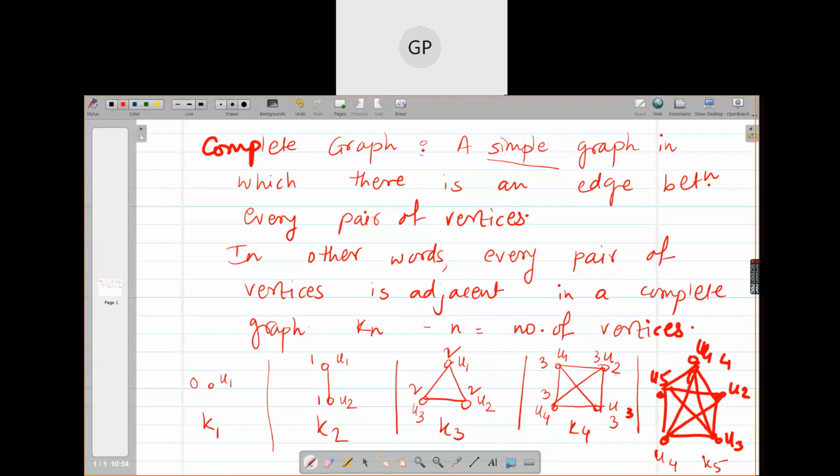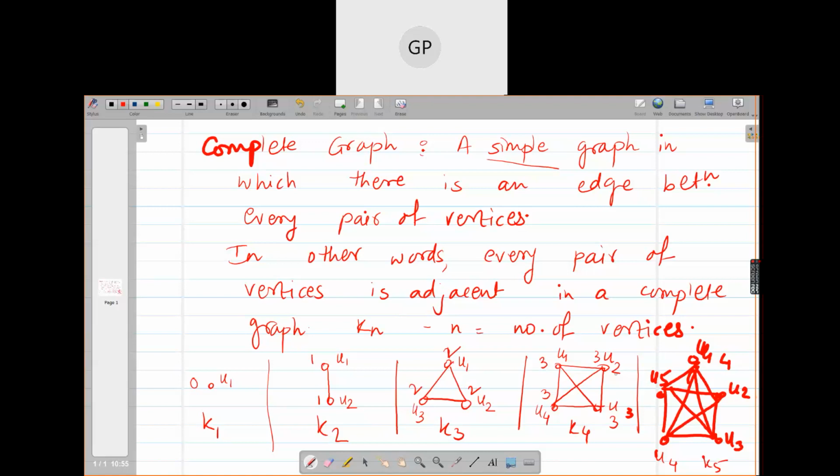Why this happens? Can anyone tell me? Why it is happening that degree of each vertex is less than the number of vertices? K3 has 3 vertices, degree of each vertex is 2. K2 has 2 vertices, degree of each vertex is 1. K4 has 4 vertices, degree of each vertex is 3. So why it is happening? The degree of each vertex is exactly 1 less than the number of vertices. If there are n vertices, what will be the degree of every vertex? n-1. Yes.